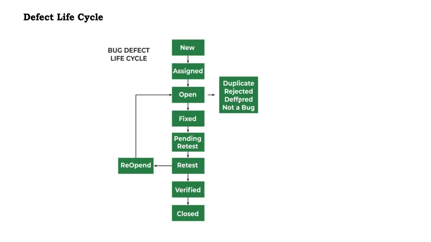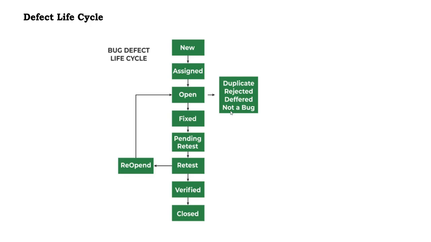Not a bug. Not a bug is a status where the developer feels that this is not a bug, this is not an actual bug, or he feels so. So at that time, he will mark it as a not a bug status. There are different statuses also like this. And then once you see these different statuses, it is your call. So you can also talk to the developer.